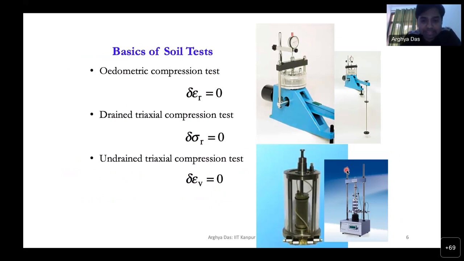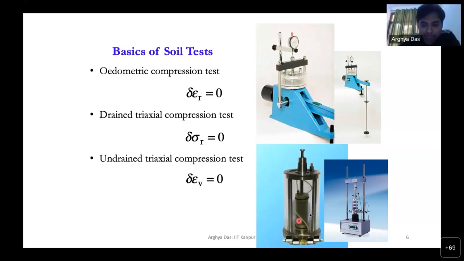Now coming to the basic tests. As I mentioned, when we are going to develop some sort of model, we need to get an idea about the characteristics of the material, and we can obtain that from the tests. And whatever the test responses are, we need to fit or formulate them in a mathematical form through these constitutive models.